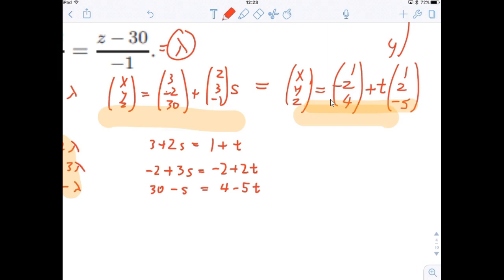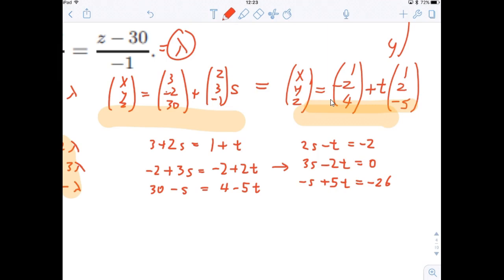All right, and then we're going to put S and T on the left, and we'll put the number on the right to make it into a standard form. So 2S minus T equals -2, we have 3S minus 2T equals 0, and we have -S plus 5T equals -26.